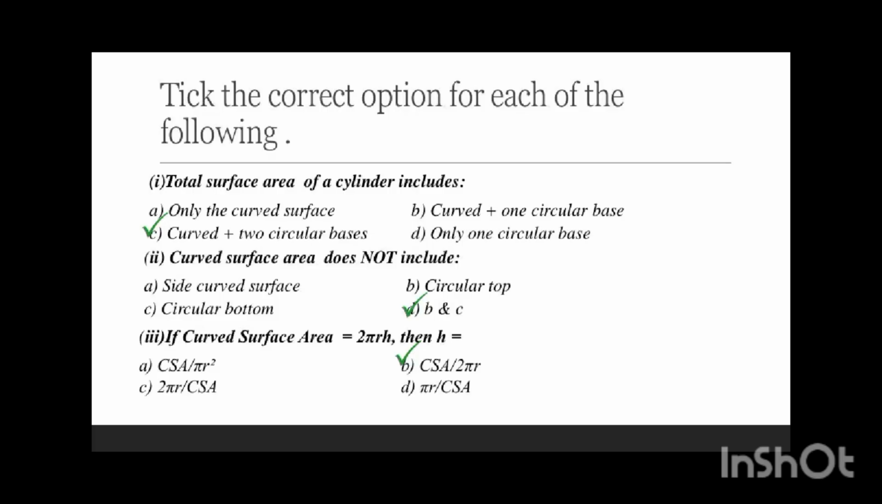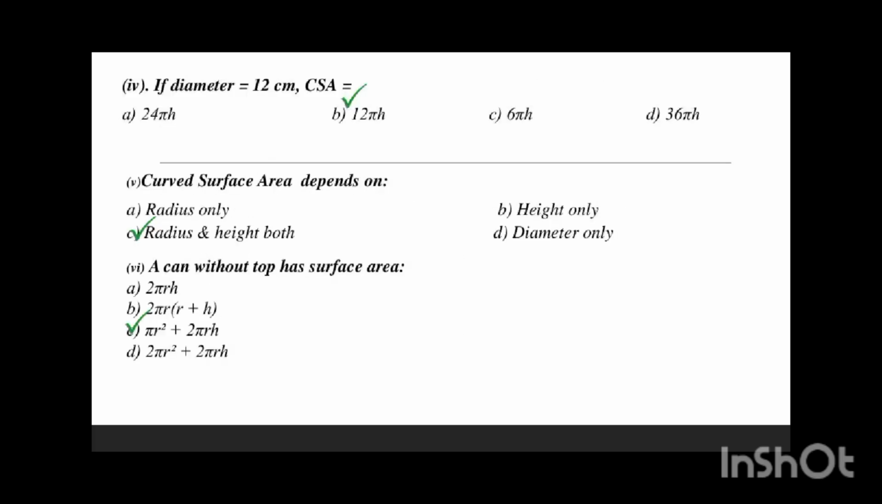Total surface area of a cylinder includes curved surface area plus two circular bases. Curved surface area does not include B and C, which are side curved surface and circular top. Okay, because curved surface area includes pi r square h, it means lateral face. Okay. If the curved surface area is equal to 2 pi r h, then h is equal to curved surface area divided by 2 pi r. Okay, if diameter is equal to 12 centimeter, curved surface area is equal to 12 pi h. Okay, curved surface area depends on radius and height both.